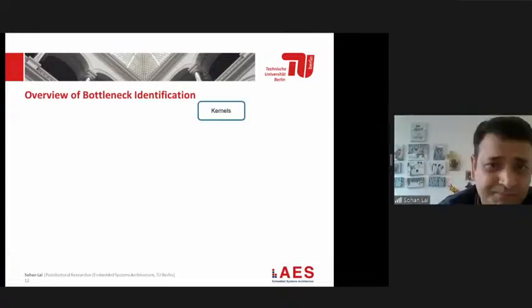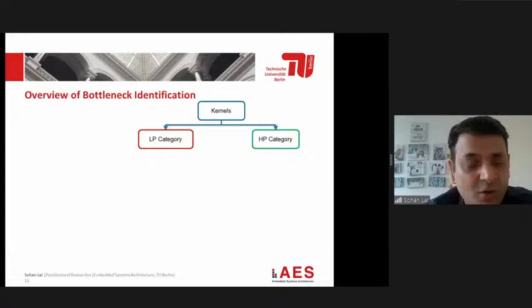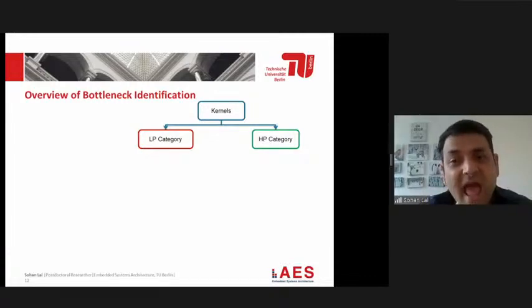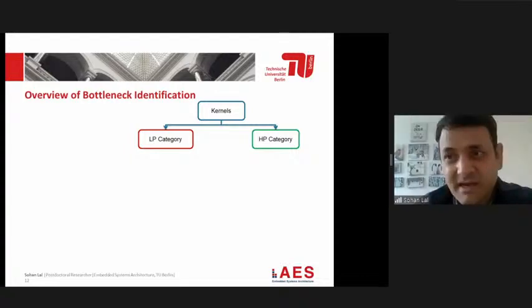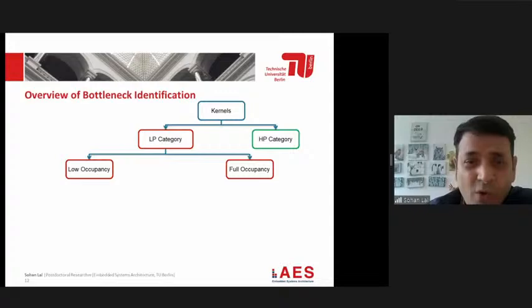So we took a lot of kernels, or a lot of benchmarks, as you say. We divided them into two categories: the low performance category and the high performance category, the same as I discussed in the motivation. As the high performance category, according to us, is doing good, we didn't do anything with that, and we leave these kernels out of the study. However, the low performance category kernels we further divide into two categories: low occupancy and full occupancy.